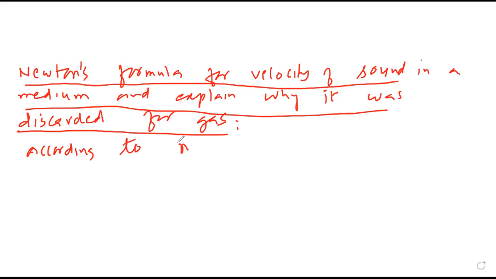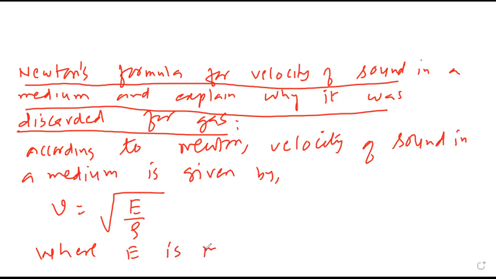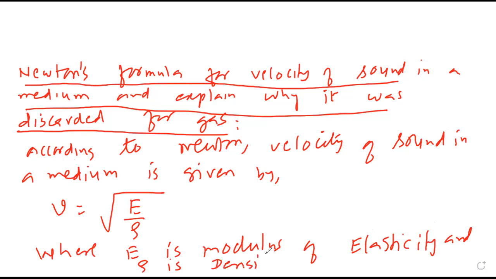According to Newton, velocity of sound in a medium is given by V equals to root of E upon rho, where E is modulus of elasticity and rho is density of medium. So Newton found that velocity of sound in a medium can be stated as root of E by rho. This is in general for any medium. Then we'll see for solid, liquid, and gas, and we'll explain why it was discarded. Copy this much?